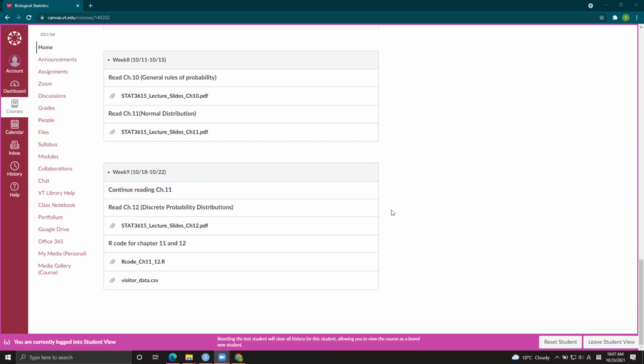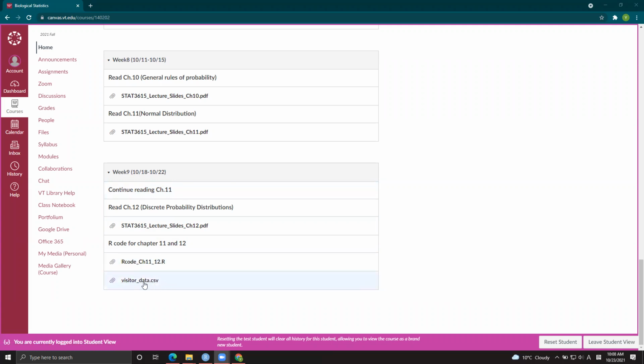All right, let's get started. This is a tutorial for R code for chapters 11 and 12. So if you go under week 9 on Canvas, you'll see code for chapters 11 and 12. Go ahead and download both of these two files.